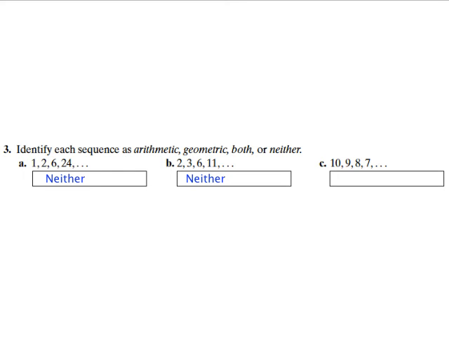For C, we have 10, 9, 8, and 7. In this example, we're actually adding -1. So we're adding -1 to 10 to get 9. 9 plus -1 is 8. 8 plus -1 is 7. So this is an arithmetic sequence.